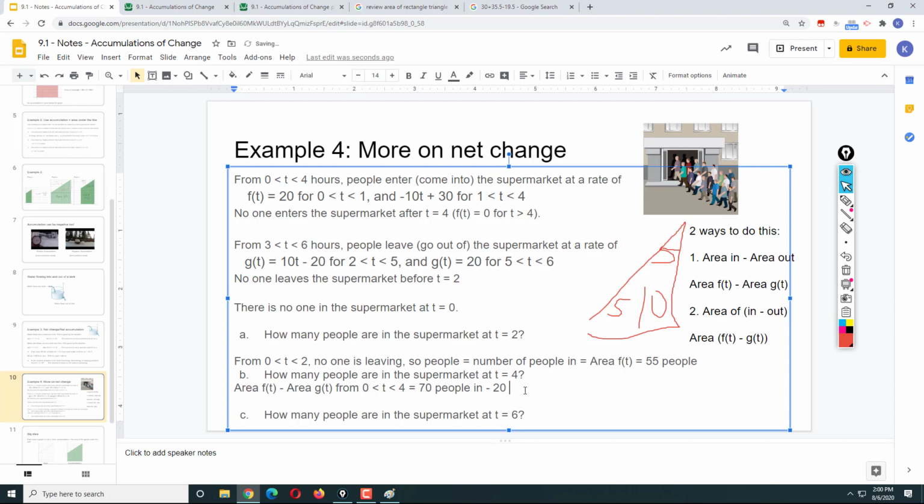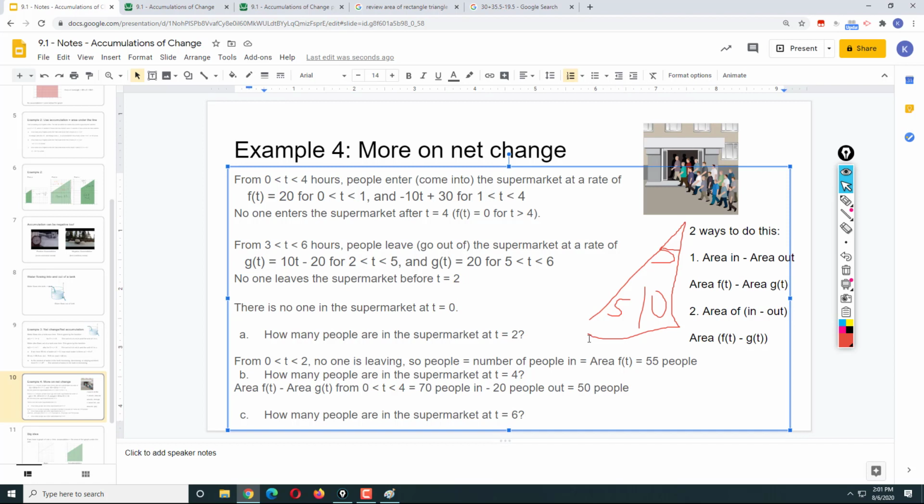So from t equals 0 to t equals 4, 70 people came in, 20 people left. 70 minus 20 is 50. Of course, we started with no one, so that's why if 50 people net came in, 50 people are in the supermarket at t equals 4.